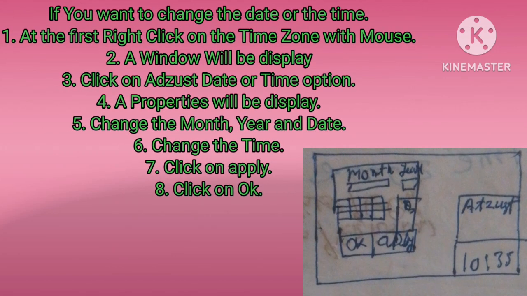Want to change the date or the time, then at the first time you right click on the time zone with the mouse. Second time a window will be displayed. Click on the Adjust Date or Time option. A properties window will be displayed. Change the month, year and date. Change the time. Click on Apply. Click on OK.